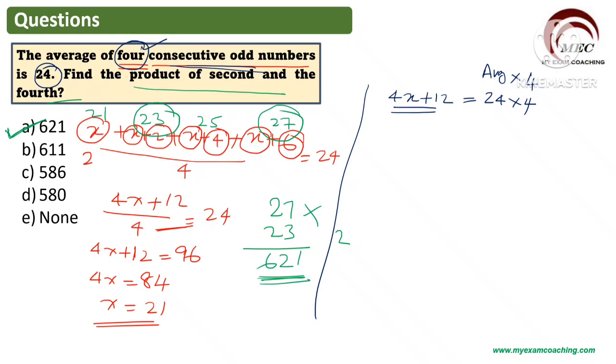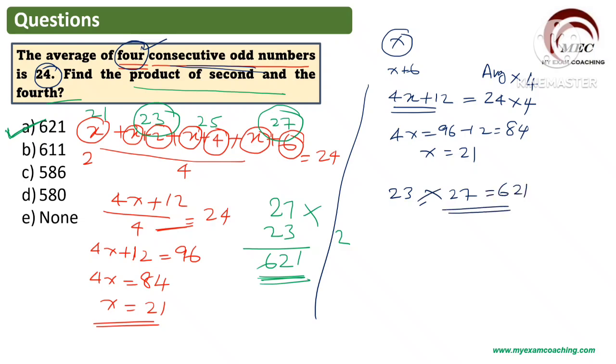Now from here, what we can do is 4x is equal to 24 into 4, 96, minus 12, equal to 84. So we got x is equal to 21. Now we can find out the product of second and fourth. First number will be x, last number will be x plus 6. So x is equal to 21. So second number will be 23 and last number will be 27. When you multiply these two, we got 621. Accordingly, you can mark 621 as the correct option.